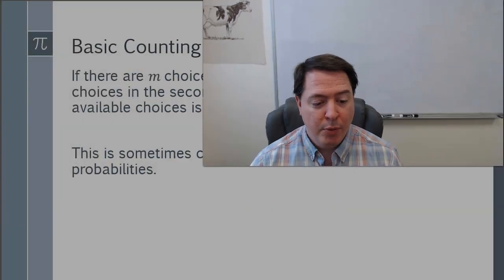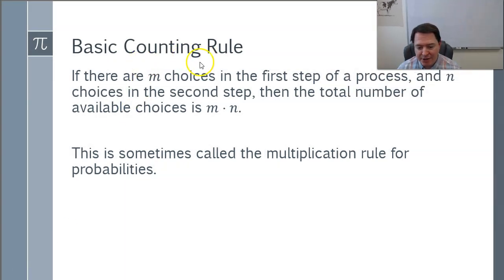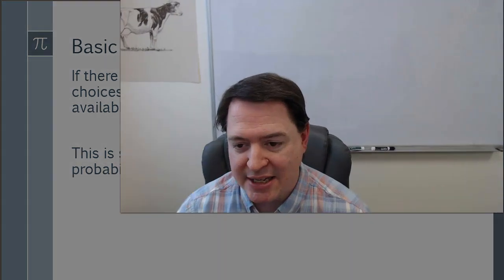Now we're ready to look at our first counting rule, which we'll call either the basic counting rule or the multiplication rule. You see them all over the place with the same thing. The idea is we're just looking at the number of possibilities in the first step of a process, and then we multiply it by the number of possibilities for the second step.